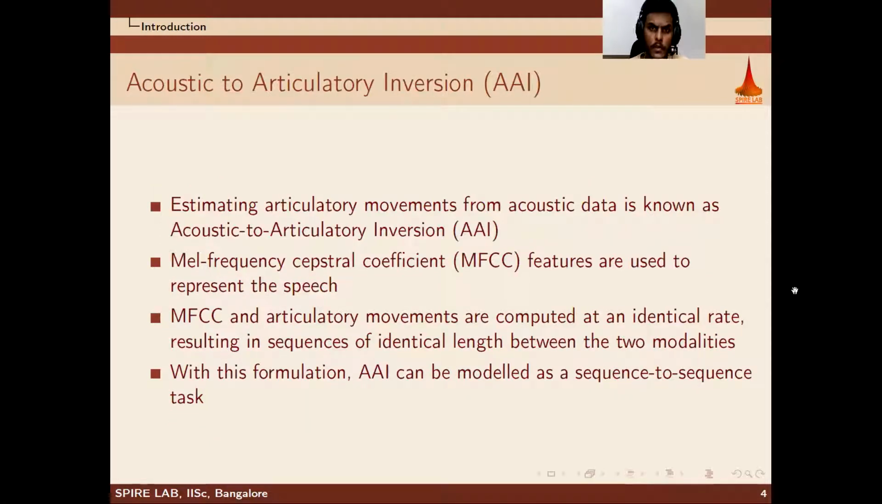Estimating articulatory movements from acoustic data is known as acoustic-to-articulatory inversion. Here we use MFCC features to represent the speech. MFCC and articulatory movements are computed at an identical rate, resulting in sequences of identical length between these two modalities. So with this formulation, AAI can be modeled as a sequence-to-sequence task.